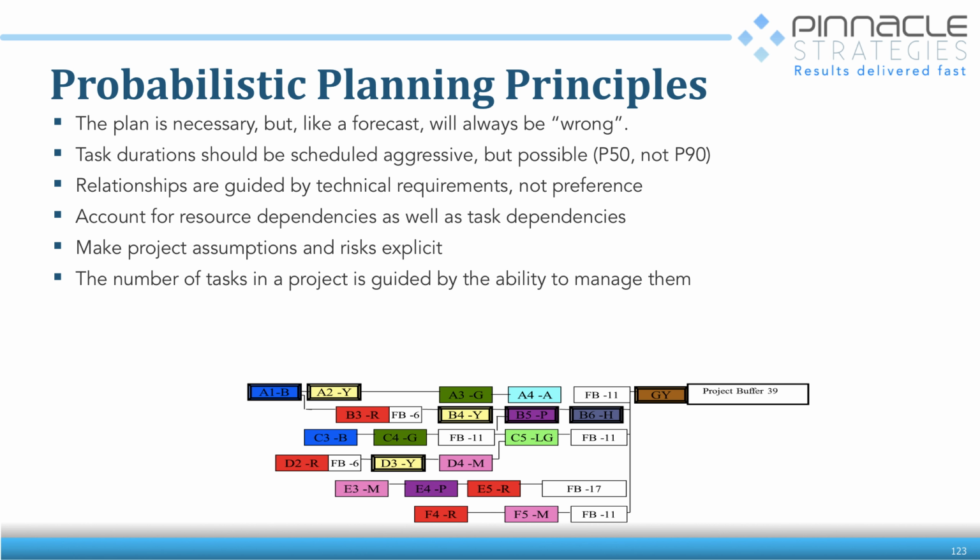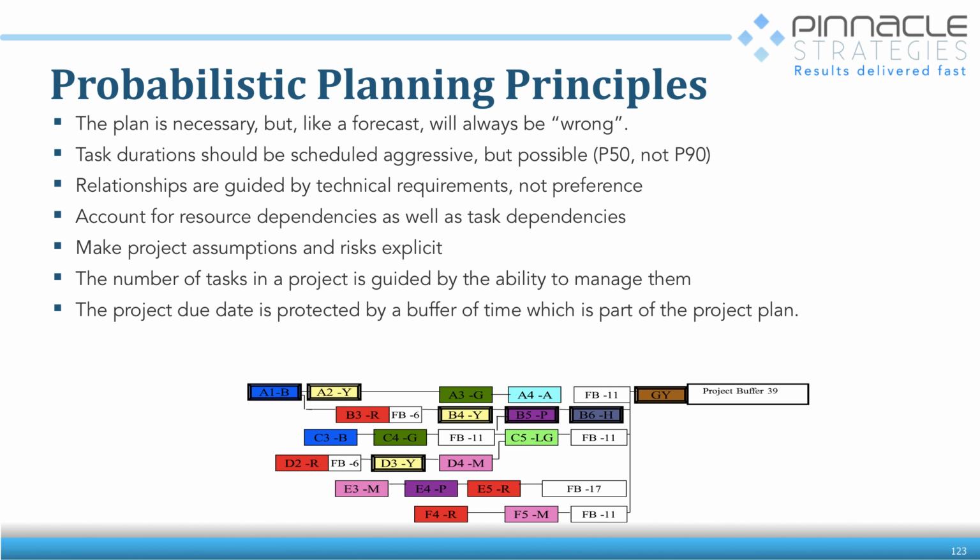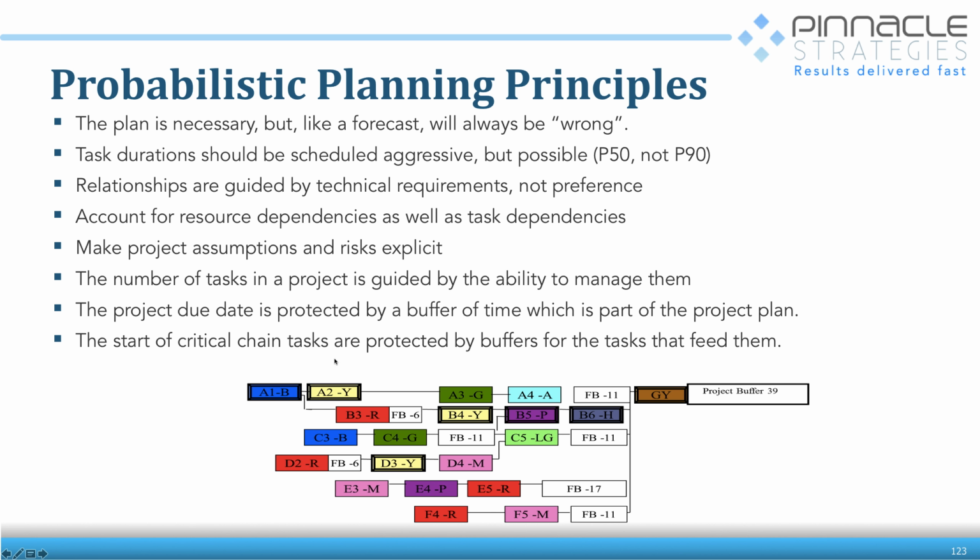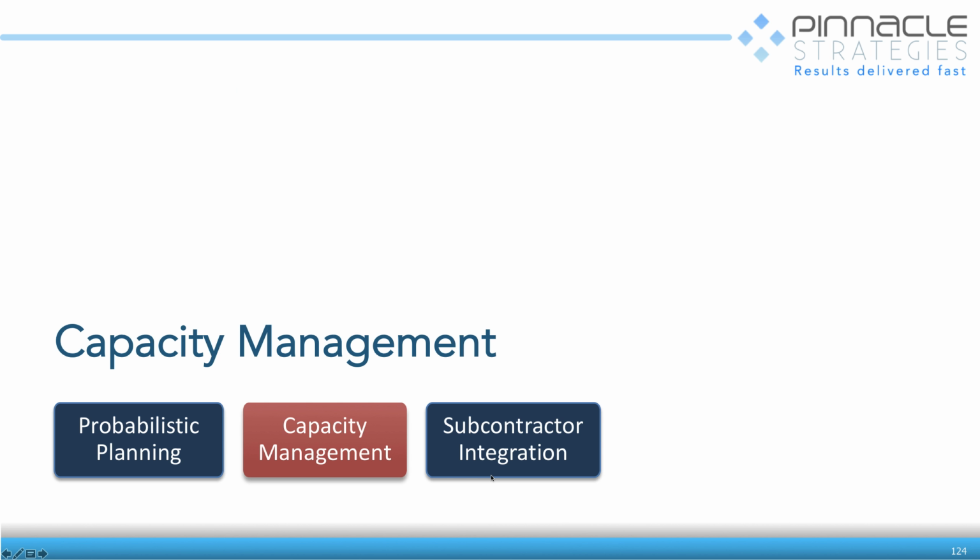And the number of tasks in any project is going to be guided by the ability to manage them. And that has an important implication for how big your project network is and how you link them together. I'm not going to get there in this presentation. And then the project due date is always protected by time. And the start of the critical chain tasks are protected by buffers. So this is essentially probabilistic planning.